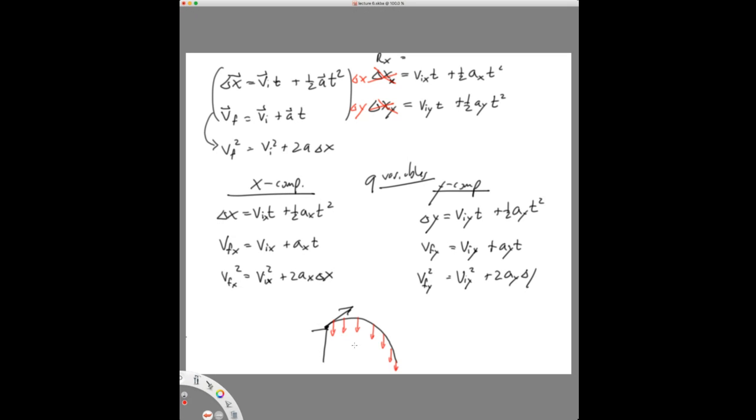And so for every single problem that we do, we're going to have ax equals 0 and ay equals minus 9.8 meters per second squared. So that is, acceleration is a vector that points down. It points down because gravity points down. It doesn't matter if the thing's going up or on the way down. Gravity is always down, and so ay is always minus g.